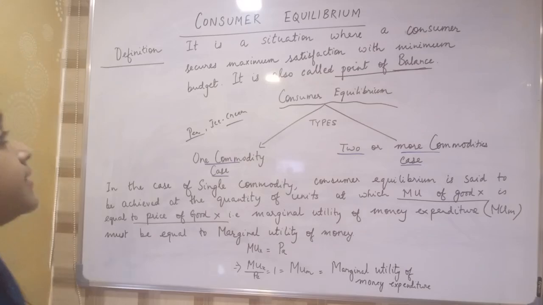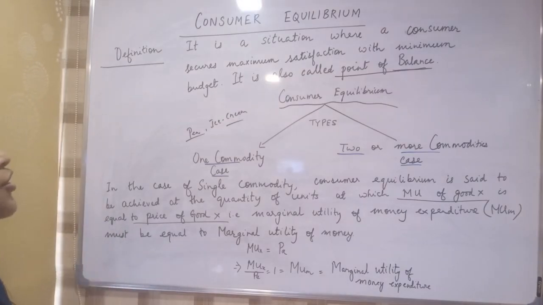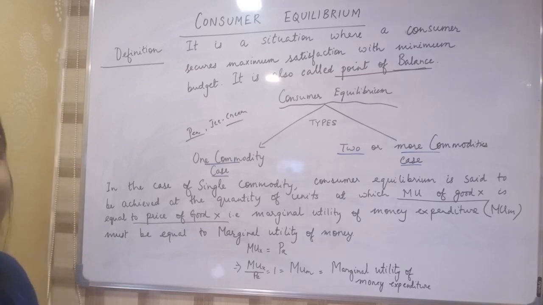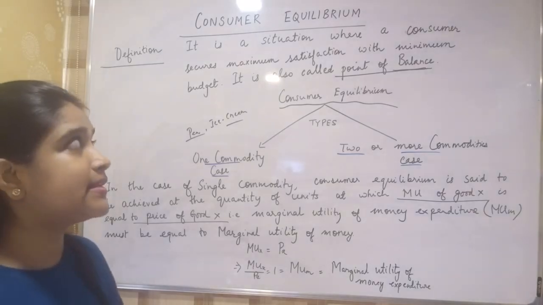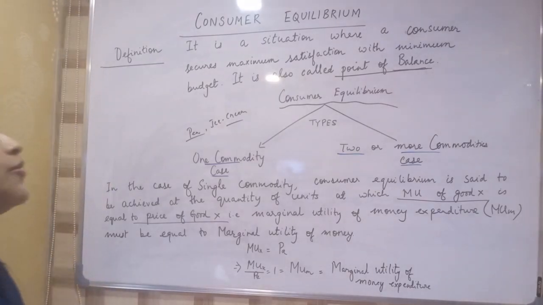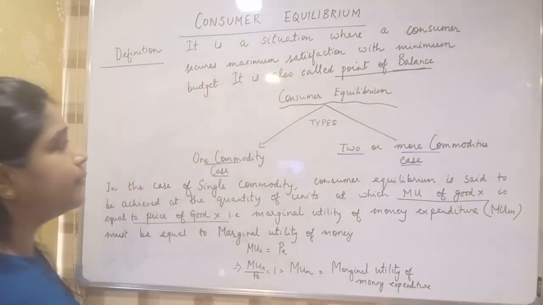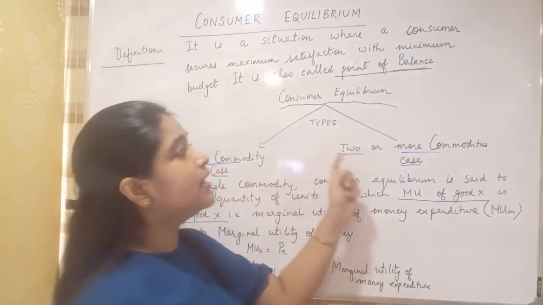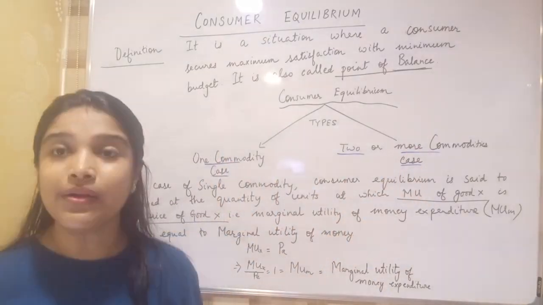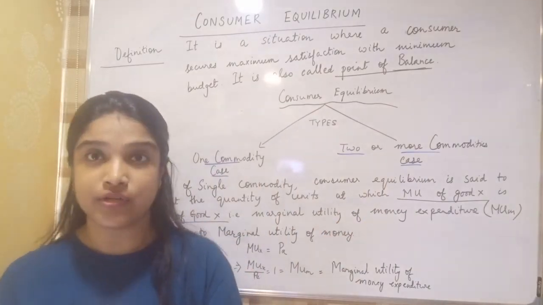So let us see what is written here. Consumer's equilibrium is a situation where a consumer secures maximum satisfaction with minimum budget. It is also called the point of balance. Now, there are two types of consumer's equilibrium. The first is the one commodity case and the second is the two or more commodity case. Now, what is the one commodity case or two commodity case?